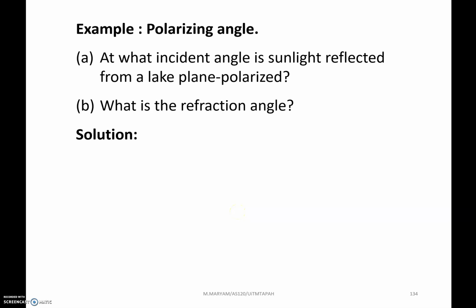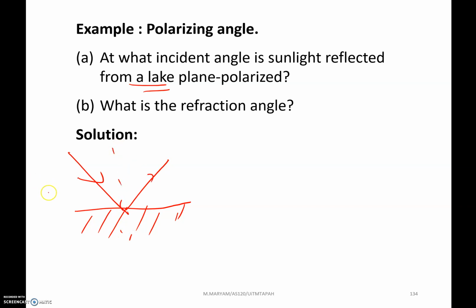Alright, let's do an example for polarizing angle. At what incident angle is sunlight reflected from a lake plane polarized? Now, even though there's no value given here, the clue is sunlight reflected from a lake. If I draw a lake here, sunlight will go to the surface of the lake and be reflected. So it's actually the interface between air and water, and we know that for air the index of refraction is 1, whereas for water the index of refraction is 1.33.